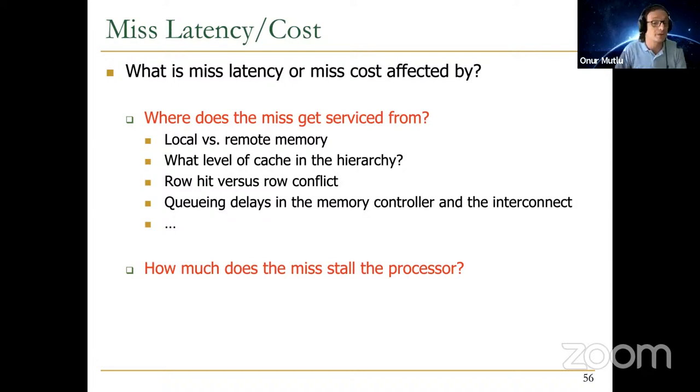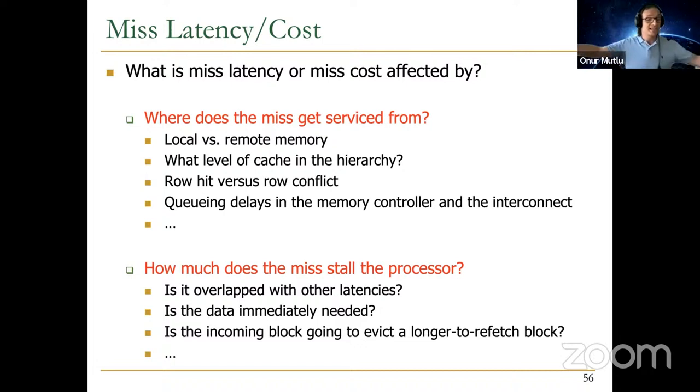How much the miss stalls the processor is actually the real question, the final question in the end, because miss latency may be high, but is it overlapped with other latencies? Is the processor actually going to stall a lot? Is the data immediately needed by the processor? Is the incoming block going to evict a longer-to-refetch block? So these are all things that affect miss cost or stalling of the processor. And some of them affect stalling of the processor in the long run potentially, which you may not easily anticipate, okay? So that's why miss latency and cost is actually important when you're optimizing a memory hierarchy.